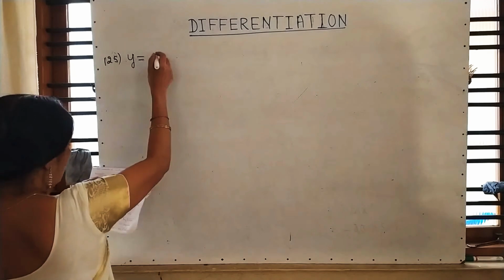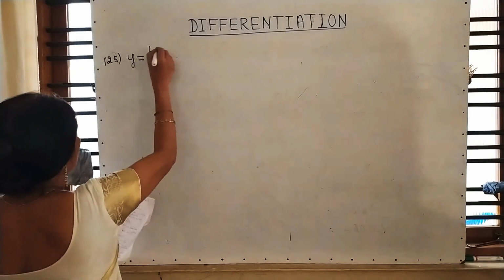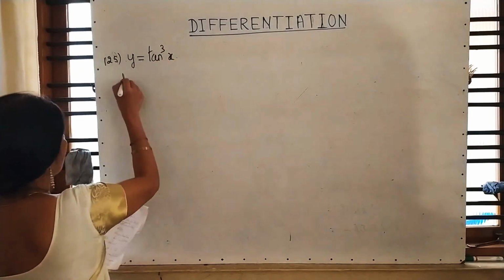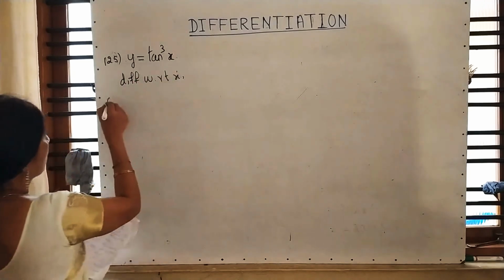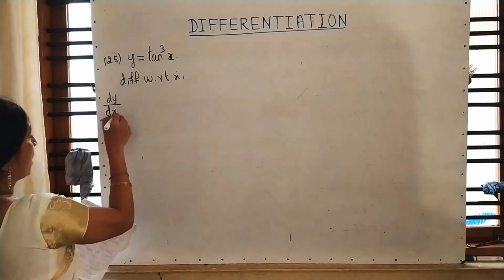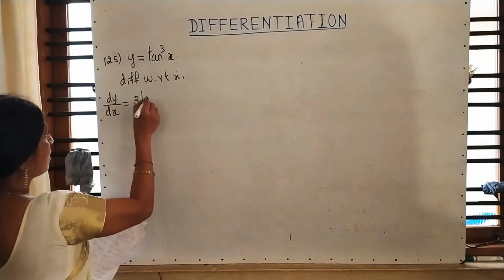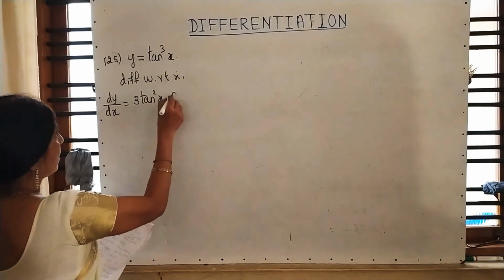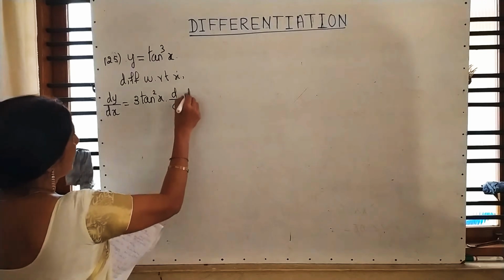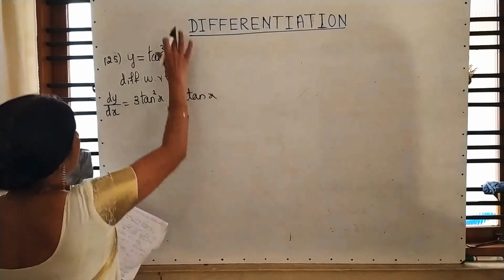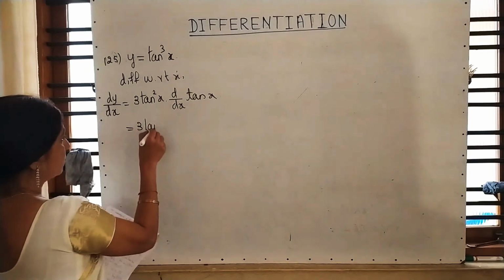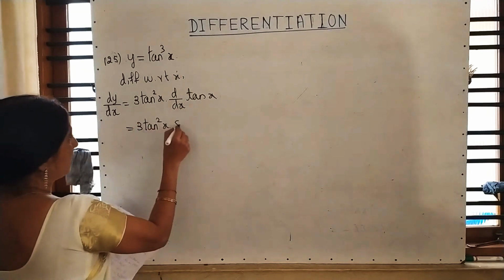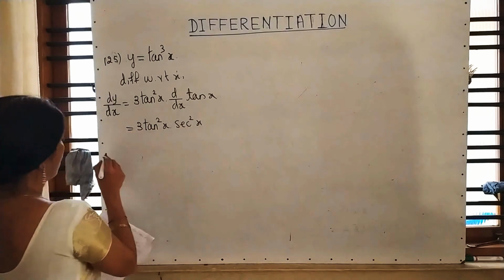y is equal to tan cube, like previous. Yes, along with me write dy upon dx. Tan cube x is 3 tan square x into differentiation. Complete power we have to close, the remaining we have to write. Tan x is secant square x.